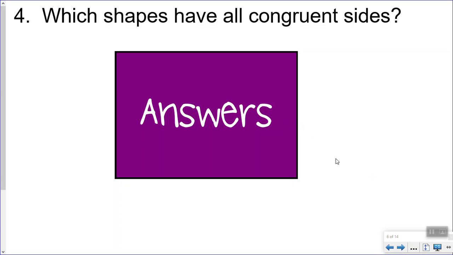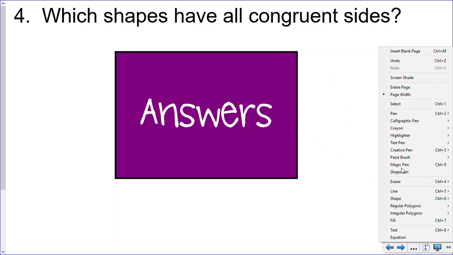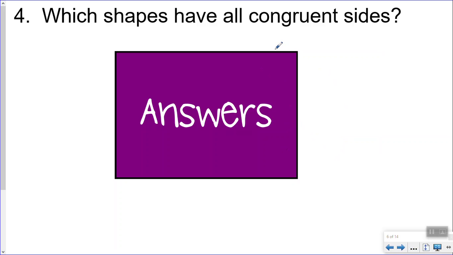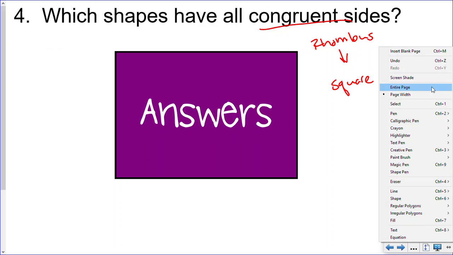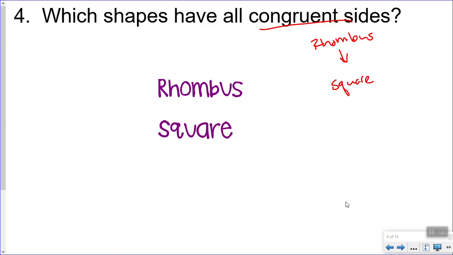Okay, shapes that have all congruent sides. So I know that all congruent sides was the defining characteristic of my rhombus. So that means that anything underneath the rhombus family is part of this answer. And the only thing underneath rhombus is square. So my two shapes with all congruent sides are just the rhombus and the square.